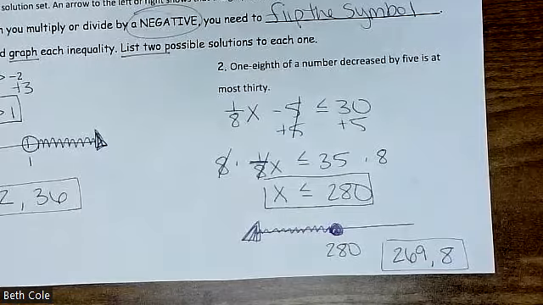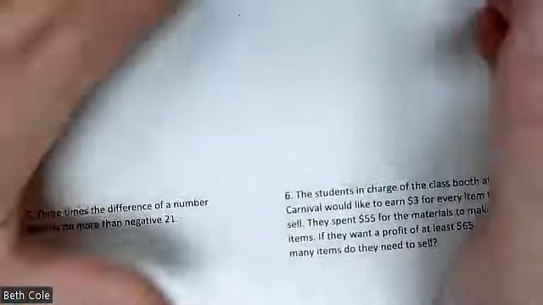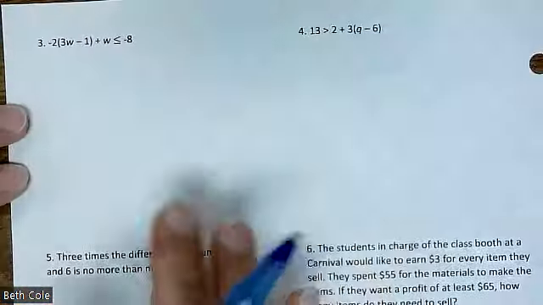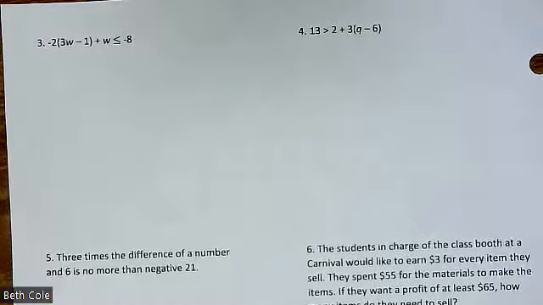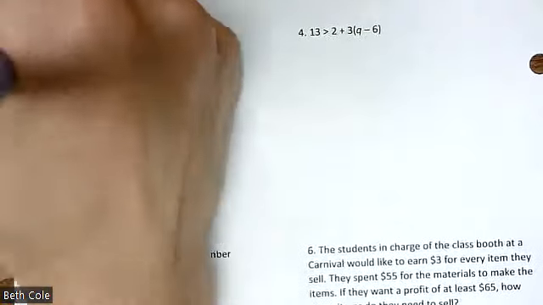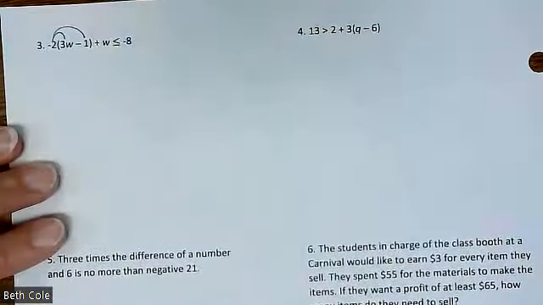40 is smaller than 280. All right, this one has parentheses. What are we going to need to do? When there's parentheses, what do you need to do? Multiply, but I'm looking for a different word. Distribute. Okay, so you're going to distribute the -2.